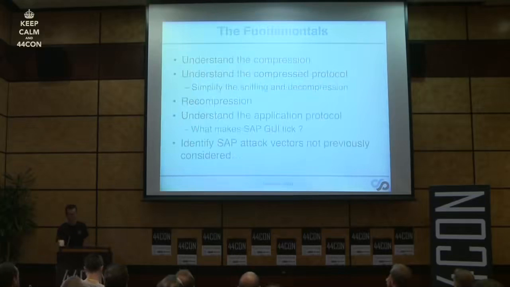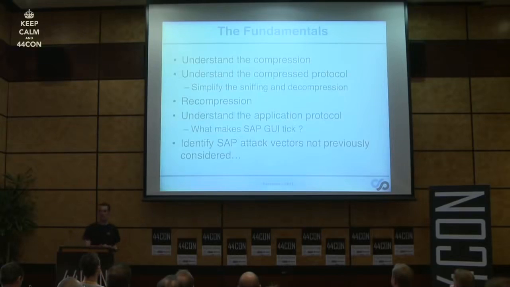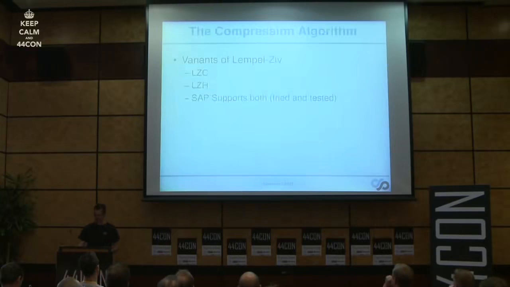If we look at understanding the fundamentals, there's a bunch of stuff we've got to try and figure out given the lack of documentation. We've got to try and understand the compression. We've got to try and understand the compressed protocol in order to simplify the process of sniffing and decompressing this information. Also, we're decompressing stuff, which means it's theoretically possible to recompress it. I want to have a look at understanding the SAP protocol, what makes SAP GUI tick. And then finally, when we understand all of this, we're in a position where we can start identifying attack vectors for SAP which haven't previously been considered.